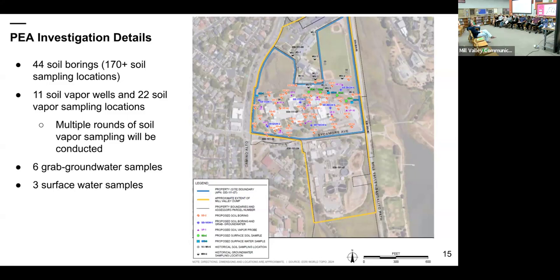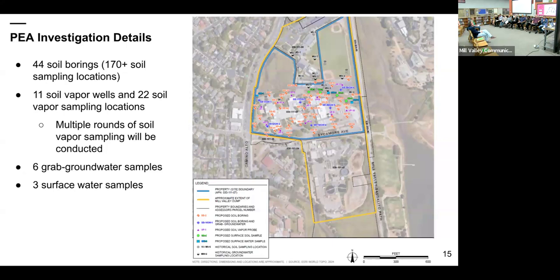Additionally, we'll be installing 7 soil vapor wells that will collect multiple rounds of soil vapor sampling different months of the year to try and get a well-rounded view of the trends and different temperatures and weather conditions that could affect soil vapor. So multiple rounds of soil vapor will be sampled.